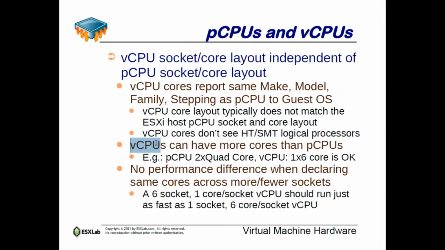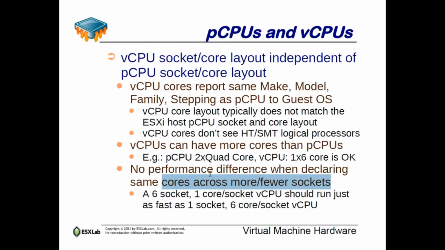Virtual CPU sockets can have more cores than the physical CPUs in your machine. So if I had an entry-level server, the physical CPU layout might be 2-socket quad-core, but I could declare a VM that's single-socket 6-core, and that works just fine. So the cores that are used to power the CPUs in a VM can come from multiple physical processors. And there's typically no performance difference when declaring the same number of cores across more or fewer sockets.